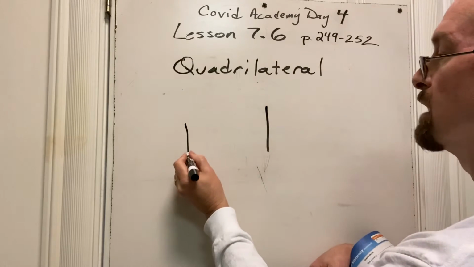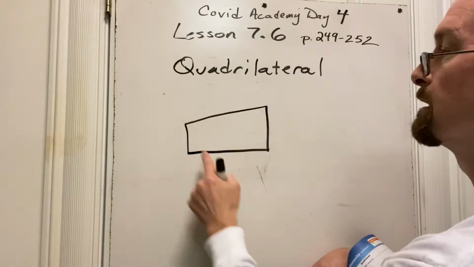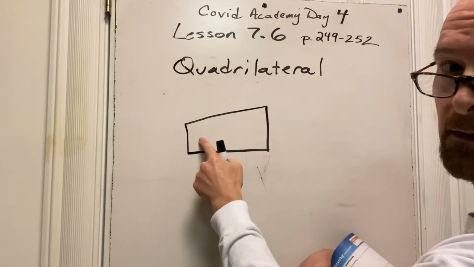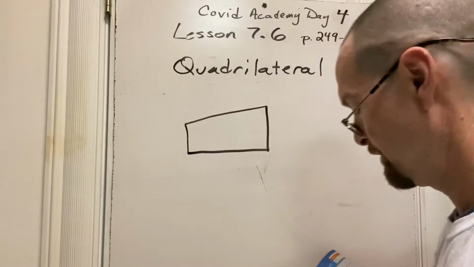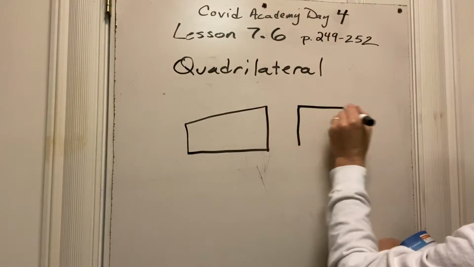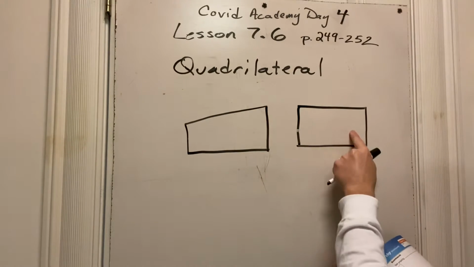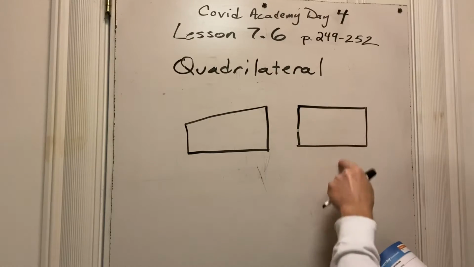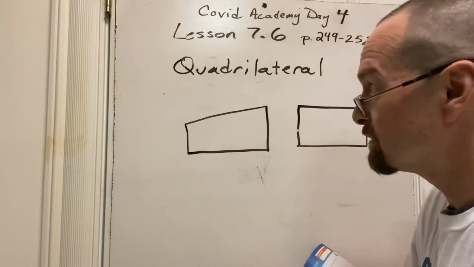So this would be a trapezoid, right? Because these 2 are parallel. These 2 are not. So it does have at least one pair that's parallel. This would also be a trapezoid, technically, wouldn't it? Okay? These 2 are parallel. These 2 are parallel. What else do we know that shape as? Yes, it's a rectangle. It's also a quadrilateral.